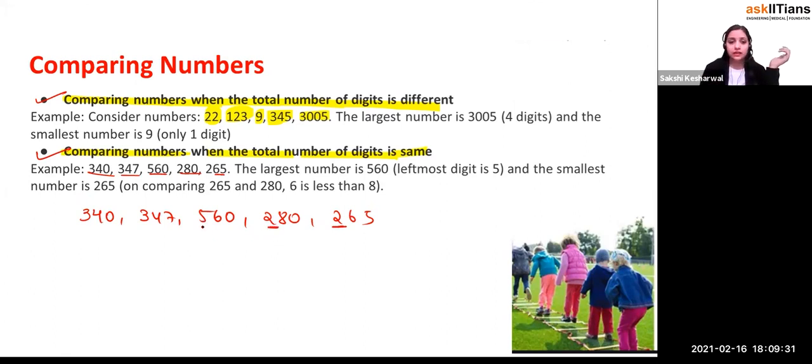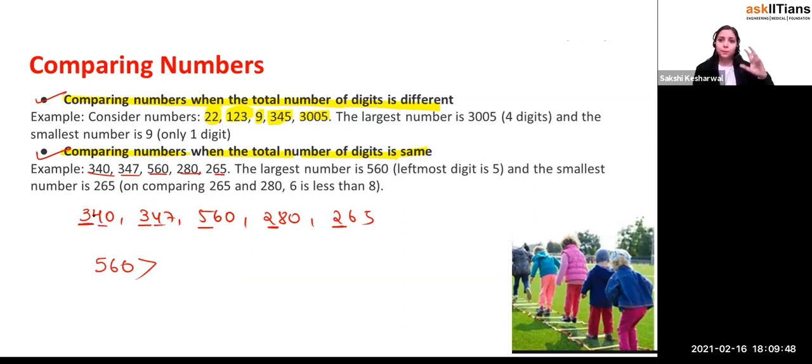Which one is going to be the highest? The highest is basically 560, right? Now we have the unit places, this and this, and the hundreds place is 3, right? So we see that 347 is greater than 340, because this is this and this is 7.